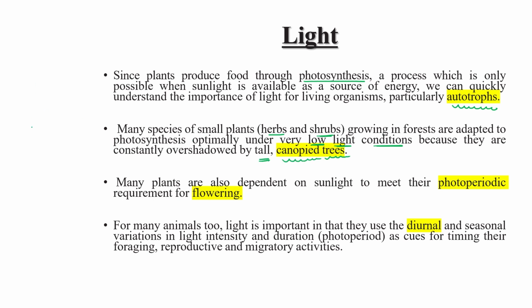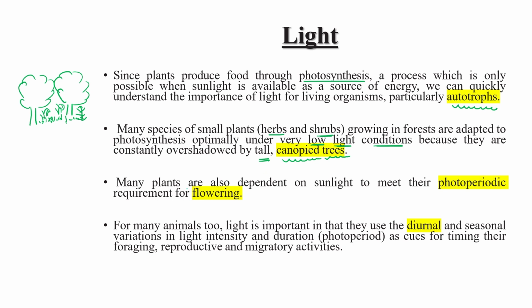In a jungle, there are so many types of plants: certain kinds of big trees, certain kinds of herbs, medium-size plants, and some small plants. Because of the tall plants, they form a type of canopy. So only shaded light is available for these herbs and shrubs, and they adapt themselves to that shaded light.